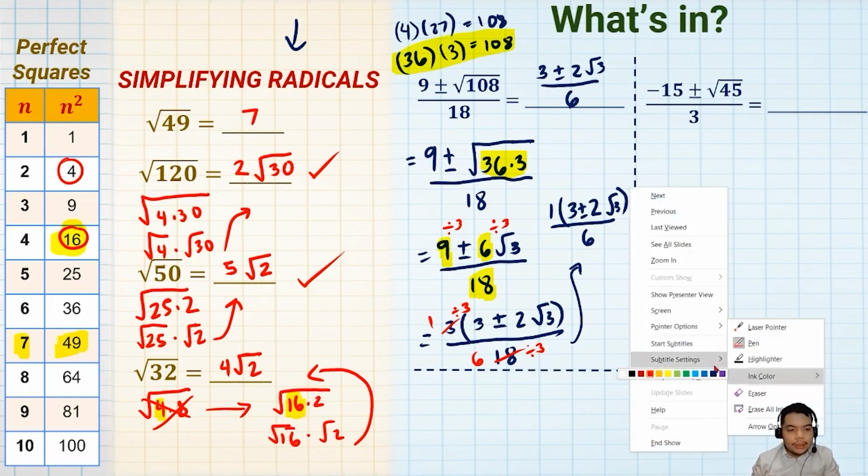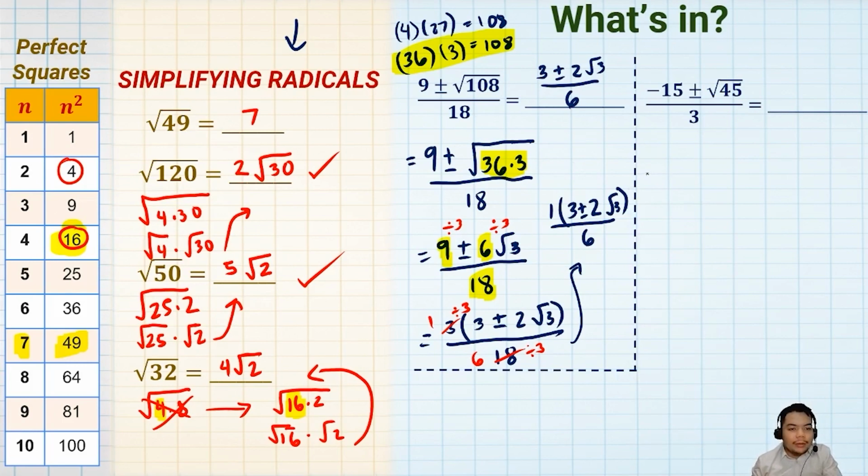Ganun ulit. So, unang step, ang gagawin natin is we get a factor of 45, or factors of 45, pero dapat yung isa is perfect square. So, ano kaya yung pwedeng factors ni 45 na isa dito ay perfect square? So, 4, hindi pwede. 9, pwede. So, I think wala naman na mas mataas na perfect square factor. 9 times 5 is 45. Then, don't forget to copy all over 3.